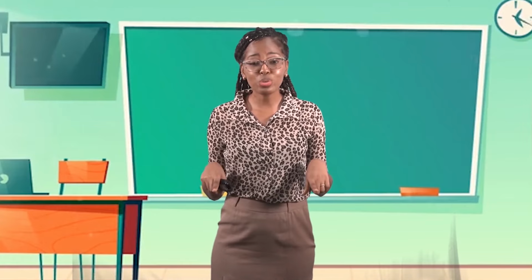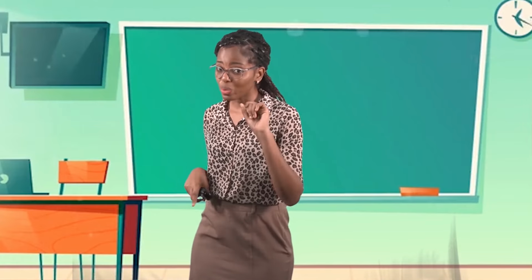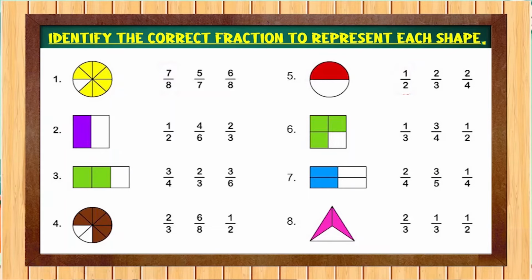It's time for you to do some activities on your own. But I won't leave you just like that. I'll do 2 for you and you'll do the rest. For this activity, you're asked to identify the correct fraction to represent each shape. So I'm going to do number 1 and number 5.